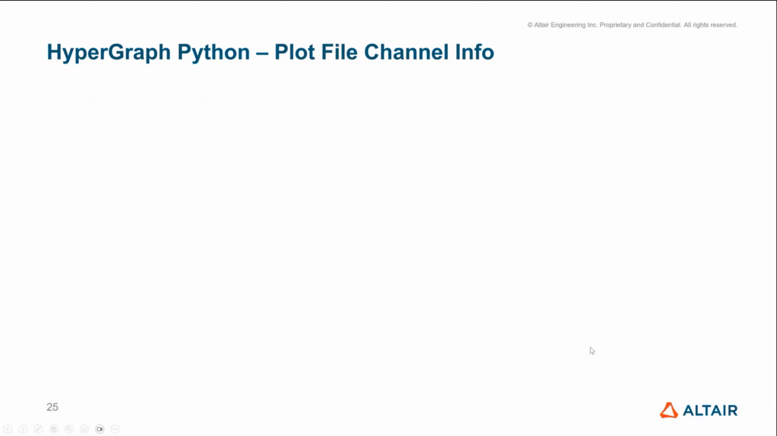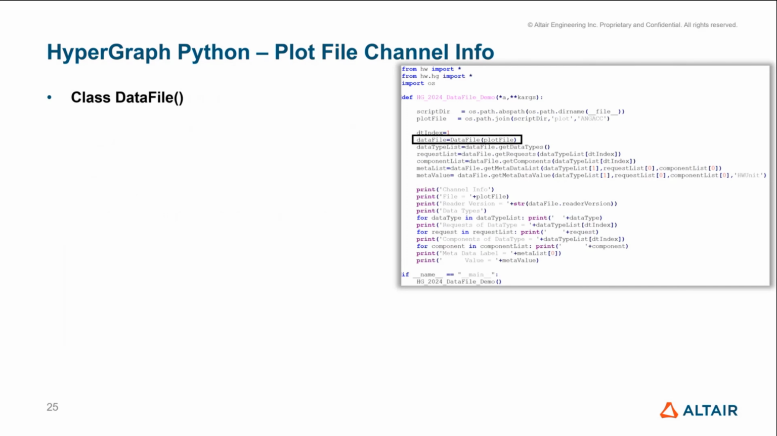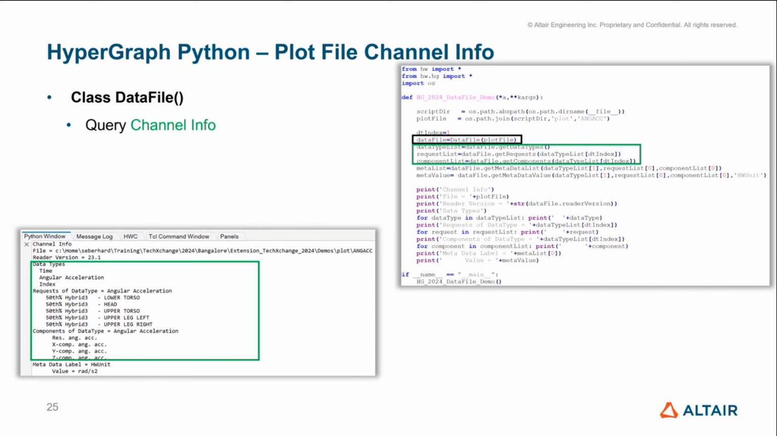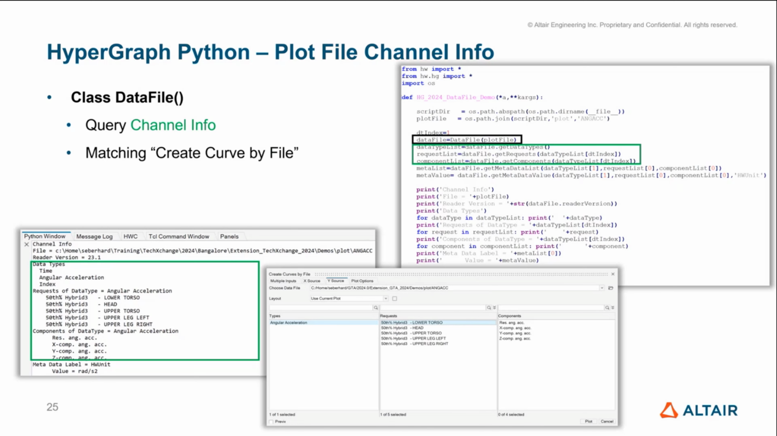Let's go to the plot file channel info. That allows us to look into the file. So I create the data file object. Mandatory is the plot file. With this, I can get for a selected data type, here for the second one of the data type list, I can get the requesting component. And this one is exactly the one-to-one match which you see if you go to create curves by file and want to see what's here inside.